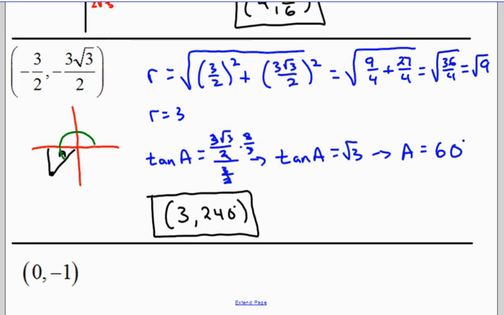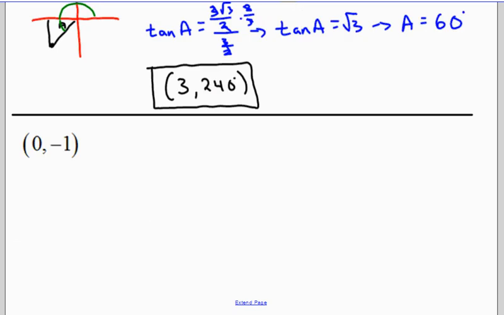So there's my point in polar coordinates. Now, this last one here, this one's easy just to picture. The point 0, 1 is right here. So from the origin, we went down 1, so the r is 1, and then the angle is 90, 180, 270. Or in radians, I'll go back to radians, 3 pi over 2.